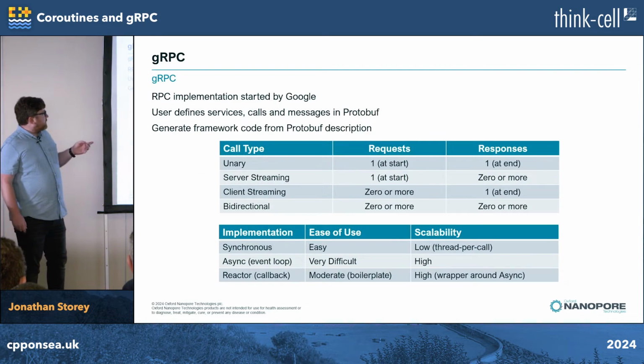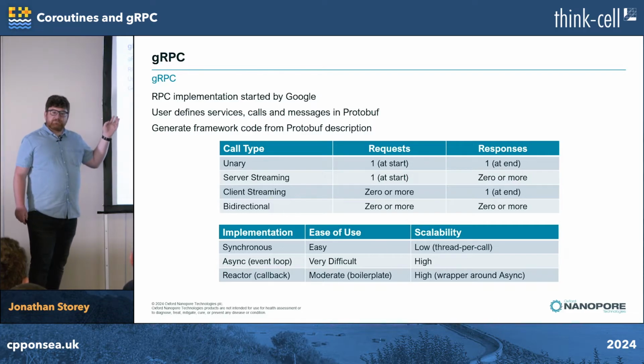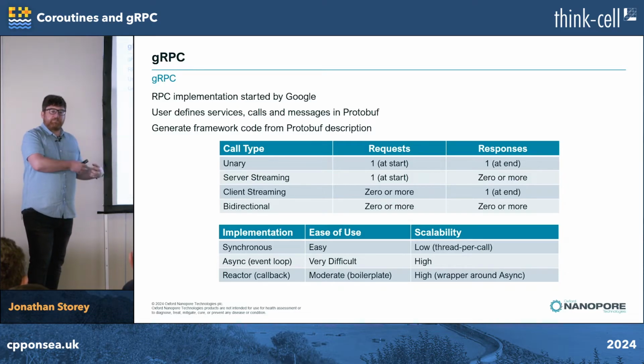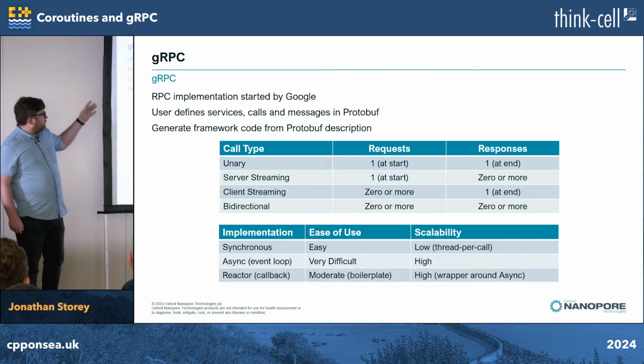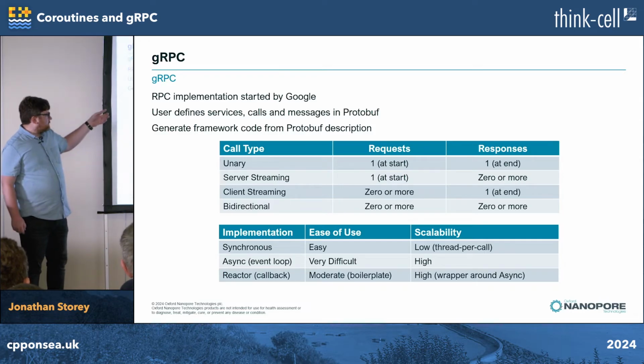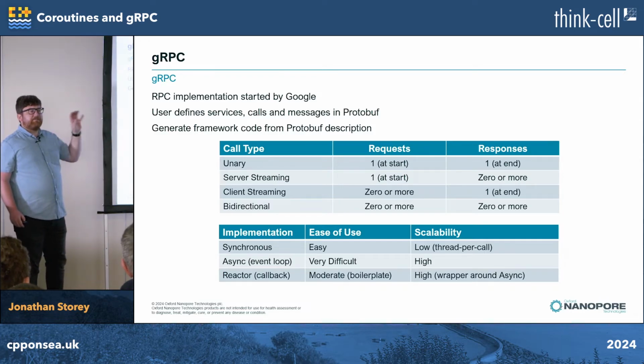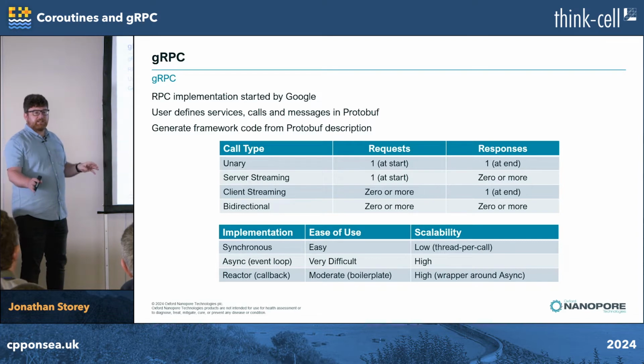gRPC is an RPC implementation that was started by Google, although they claim that the G in gRPC doesn't stand for Google. I think they're lying. You define services, calls and messages in protobuf, which is this kind of interface description language. And then there's a compiler that takes the description and spits out C++ code, or Java code or Python code. There are 4 different call types, and basically the difference is how many messages the client sends and how many messages the server sends.